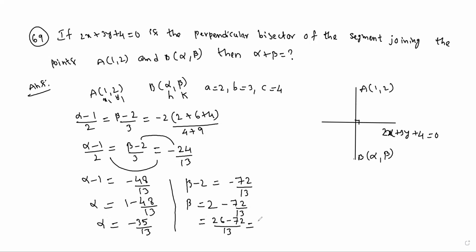Now from this, what beta value will we get? Minus 42 by... sorry, not 42, that is minus 46 by 13 we will get. Here we need to find which one finally? Alpha plus beta. Alpha is minus 35, beta is minus 46. Total we will get minus 81 by 13 is the answer.